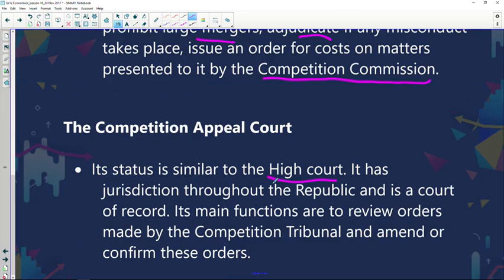Its main functions are to review orders made by the Competition Tribunal and amend or confirm these orders. Okay, so they could review the order that was made by the Competition Tribunal. They could amend it, they could make changes to it, or they could confirm it.